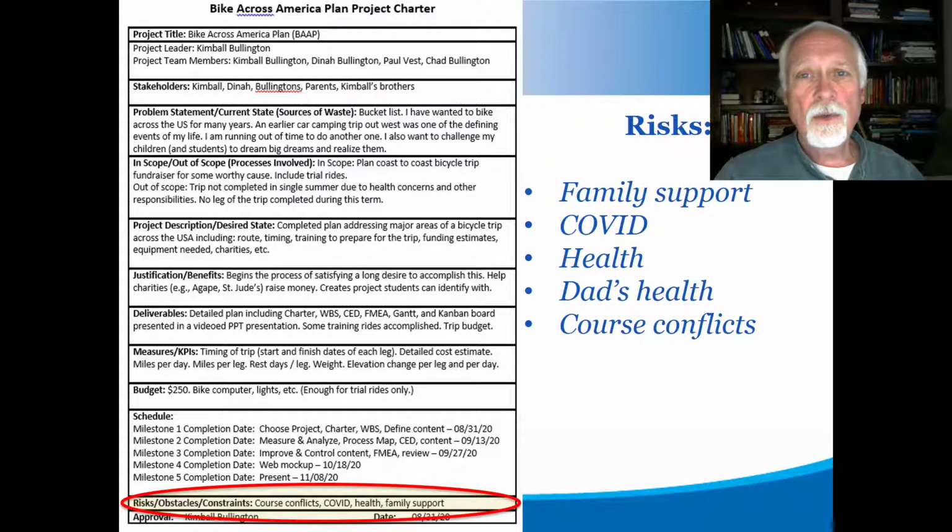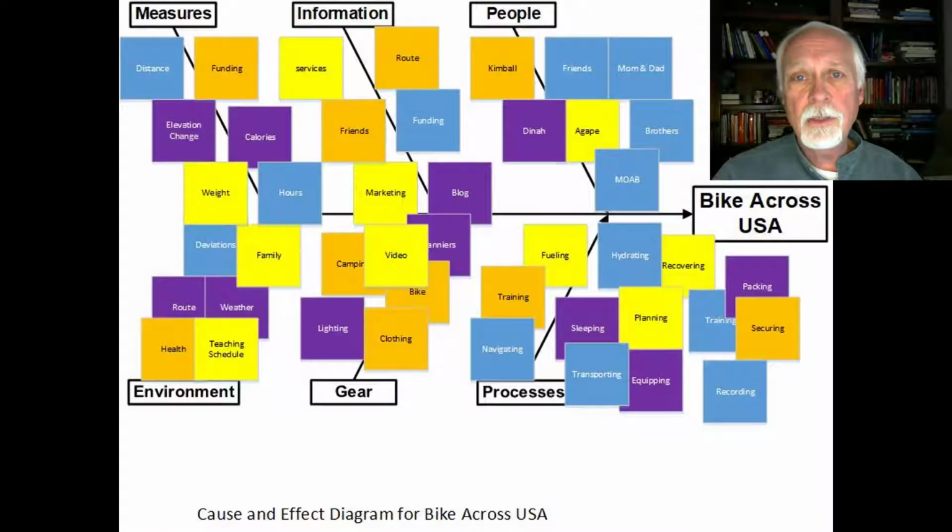Risks to completing the actual bicycle ride would include family support, COVID, health, and my dad's health, and course conflicts. Actually, that would affect even the planning. My dad's health could sort of put a halt to the whole deal. So, what does a bicycle trip across America look like?